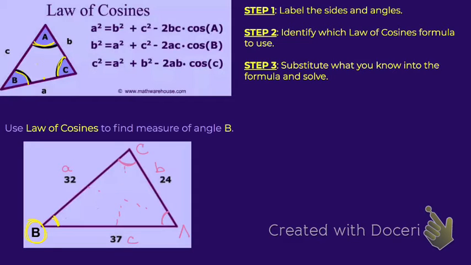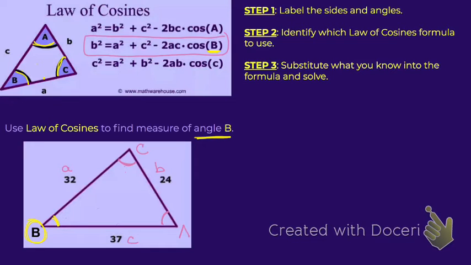So let's look and see what we know in order to figure out which of these three formulas would make the most sense to use. So we know lowercase a, lowercase b, lowercase c, and we want to know angle B. So which of these formulas would you use? I would use the second one here because this is the only one that has angle B in it. And that's what we're being asked to solve for.